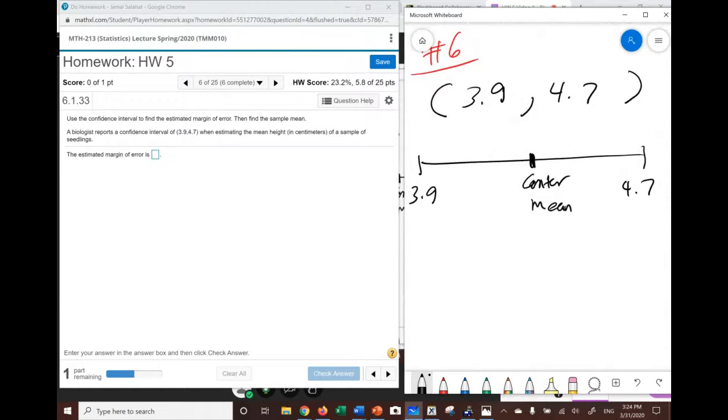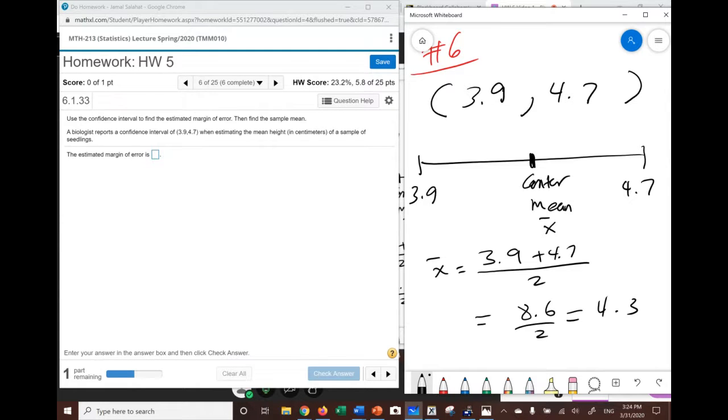Now we all know that if you have two numbers, the center will be the average. So the mean is always x bar. So x bar is equal to 3.9 plus 4.7 divided by 2. If you pull your calculator out and add 3.9 to 4.7, you're going to get a total of 8.6, and divide by 2, and that will give you 4.3. So you're going to get 4.3 for the center.